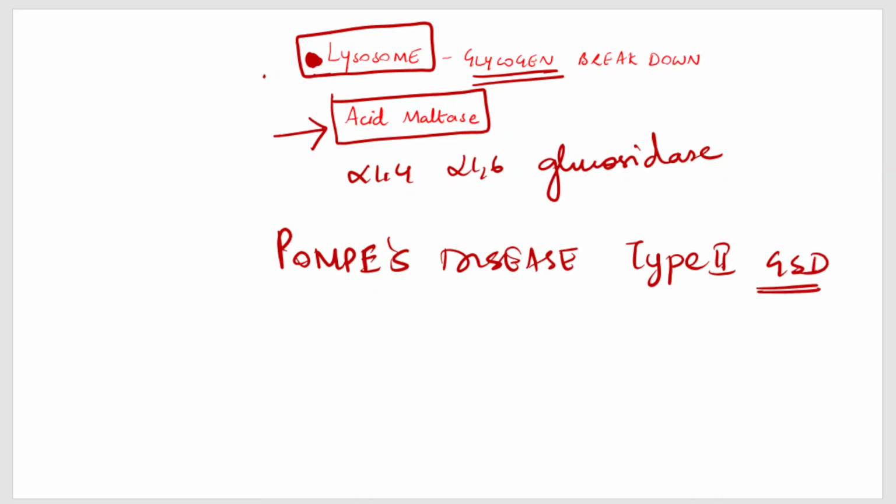And how do you differentiate Pompe's disease from the other disorders? There is accumulation of glycogen in lysosomes in various organs like the heart and other organs.